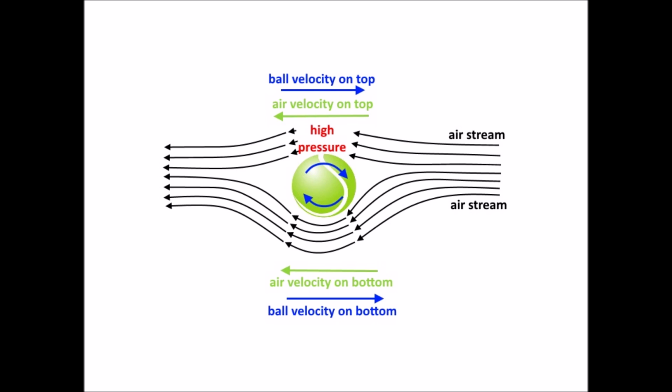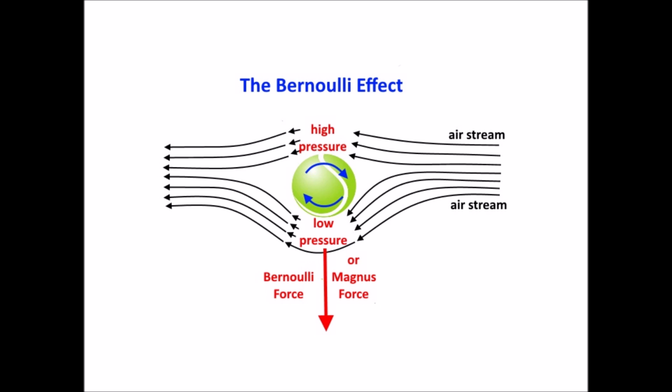This results in a state of high air pressure on top of the ball, and a state of low air pressure at the bottom of the ball. And this results in a force that literally pulls the ball down, the Magnus force.